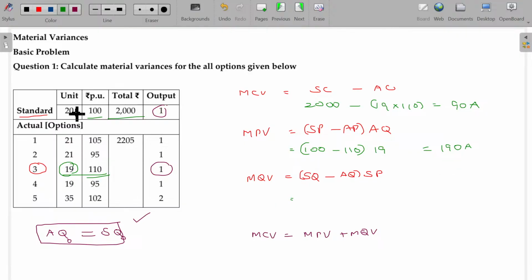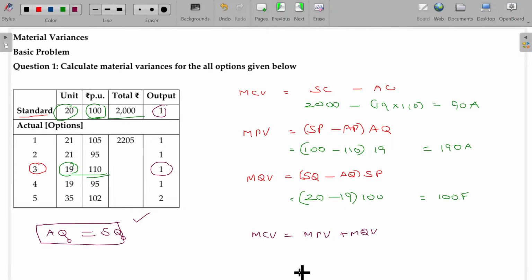Similarly, in case of quantity variance, standard 20, but we consumed only 19. In this scenario, it is favorable for us. So 20 minus 19, it's favorable by 1. And then standard price in this case being 100. So 1 into 100, 100 favorable here.